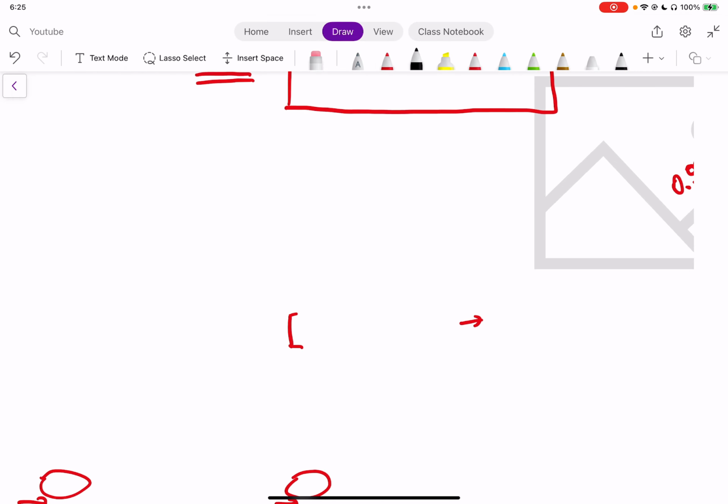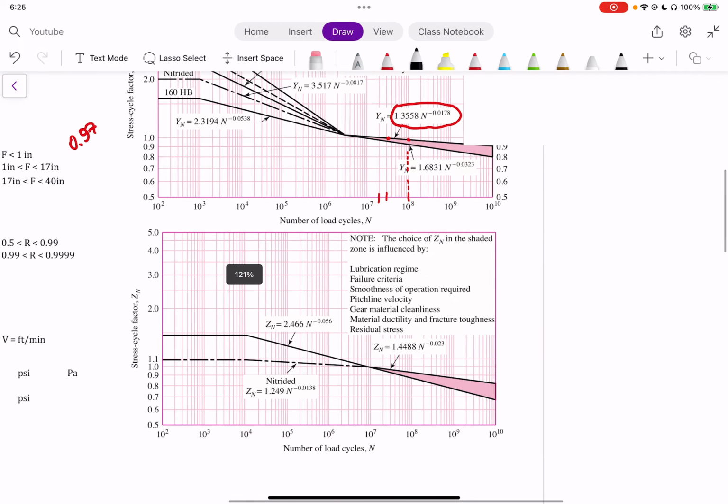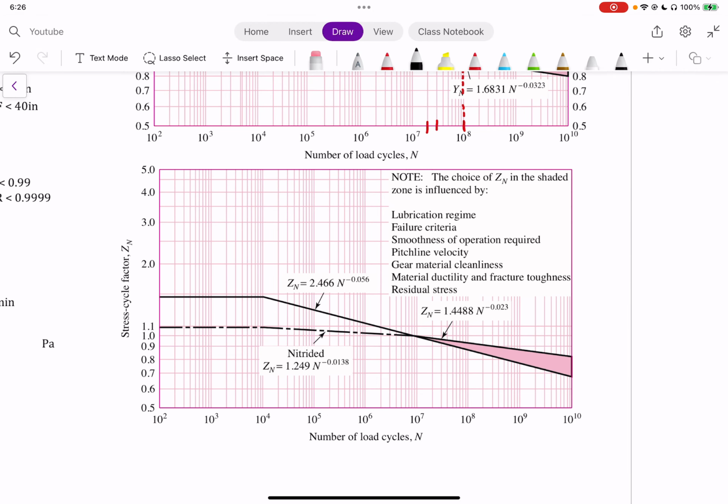So we're going to go here and go to our ZN table. It works in exactly the same way as our YN table, so I won't go into depth, but essentially you would have 10 to the 8 for the pinion, 3 times 10 to the 8 for the gear, and then you can solve for values here based on the chart itself.